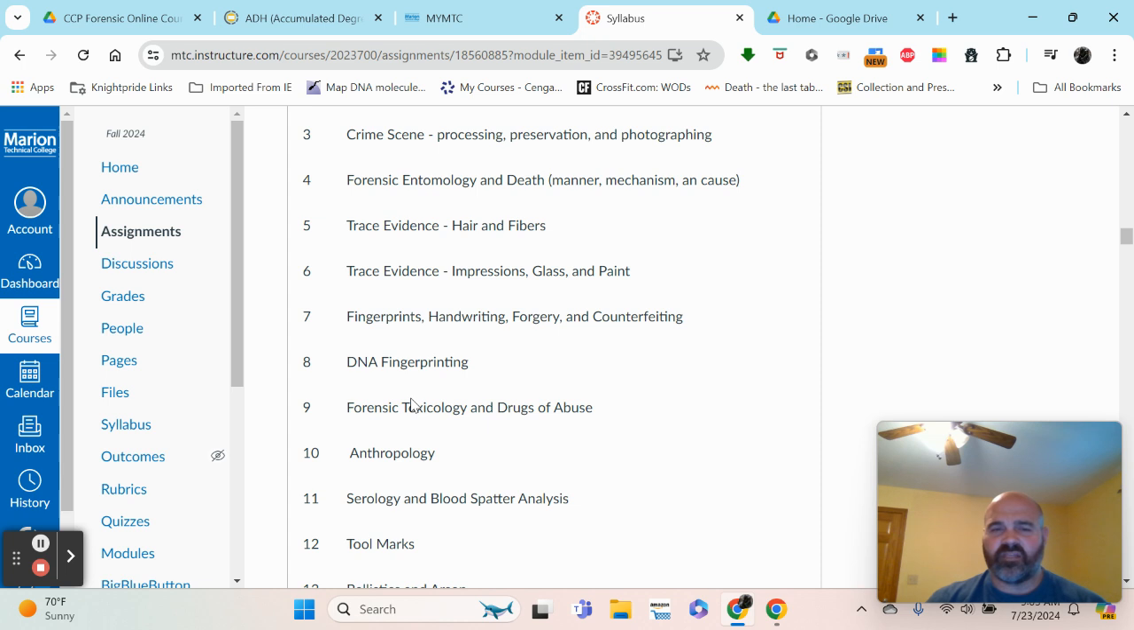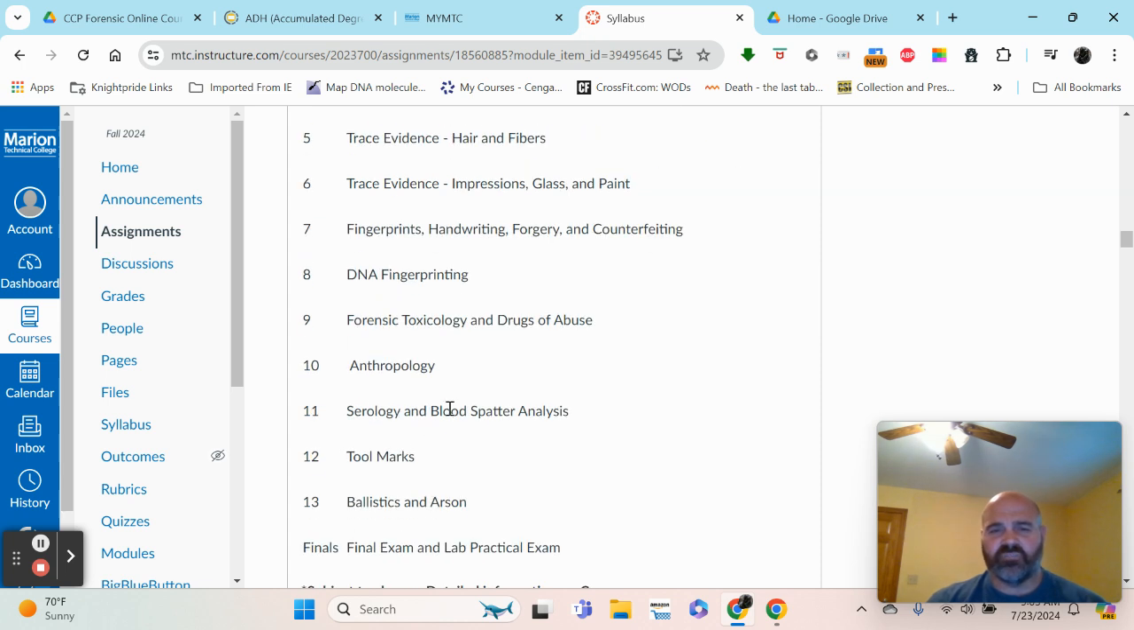Forensic tox, that's kind of a fun section as well. Forensic anthropology, serology, and blood spatter. This is one that I find particularly fascinating. Really, all of this stuff to me is fascinating, but I'm a science nerd, and I'll be the first to admit it. Tool marks and impressions, and then ballistics, so firearms, and arson. Those are the different topics, I guess, that we'll be discussing.